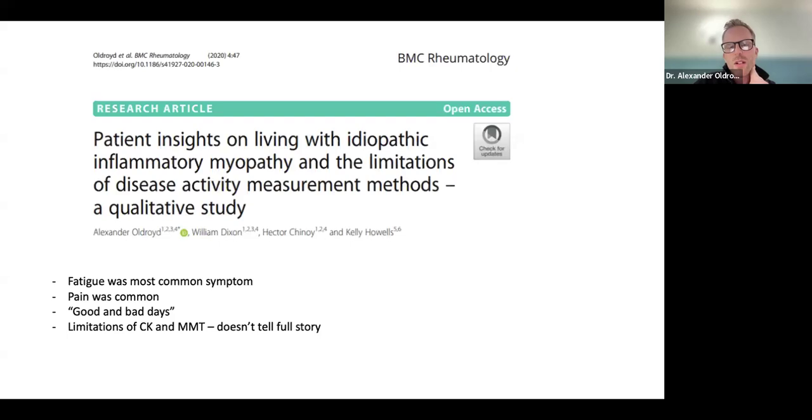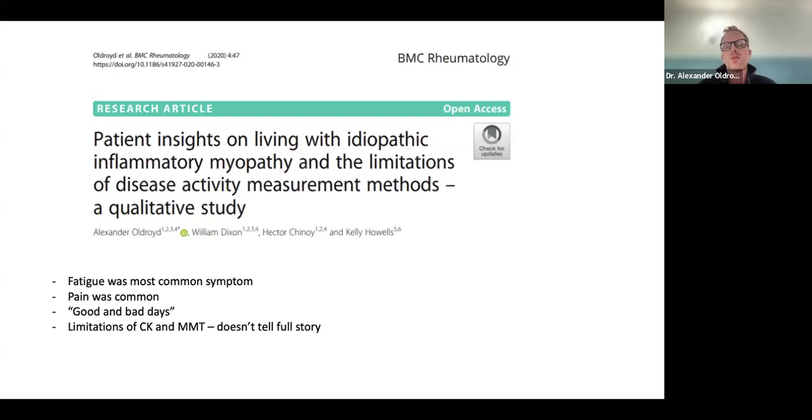We also then took a step back and spoke in detail to a lot of the patients about what they thought flares were and some of their reflections on how we measure disease activity at the moment. You're very welcome to go and read this paper, but here are some of the take-home messages at the bottom. So again, fatigue was the most common symptom. Pain was very common as well. And people said they had good and bad days. They'd have a few good days and then a few bad days. They couldn't predict when they'd happen.